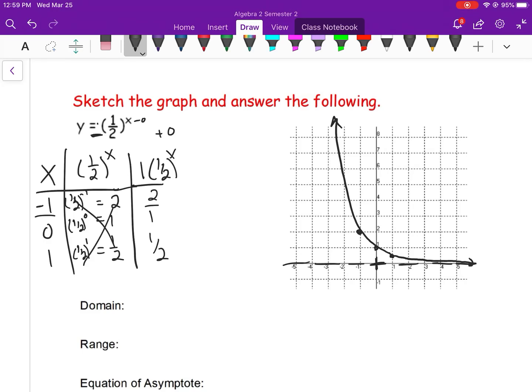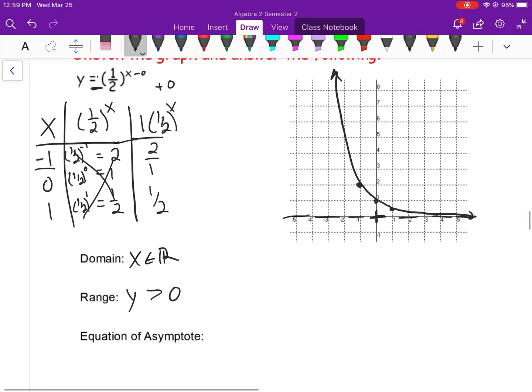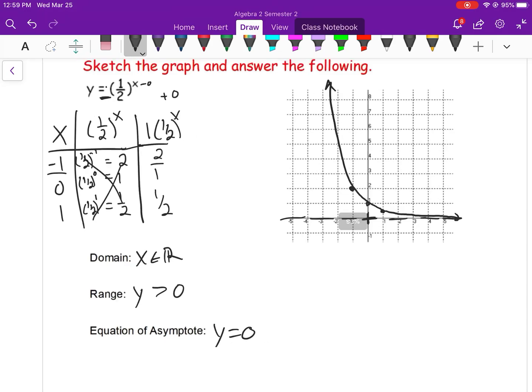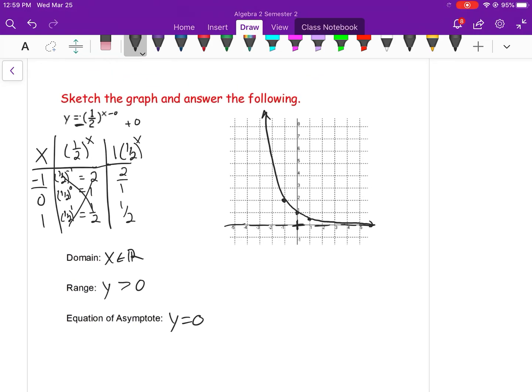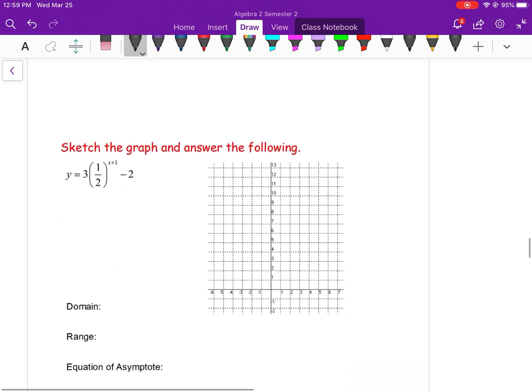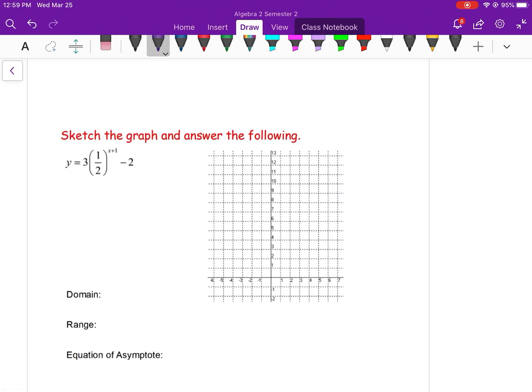And again, as we approach an asymptote, closer and closer we get to it. Again, domain is always x is an element of all the reals. Range in this case, it's above the asymptote, so greater than, and it's above that value of 0. In the equation, the horizontal line is y equals 0. Okay, this is an exponential decay function again. If you look at the base of 1/2, that's between 0 and 1.